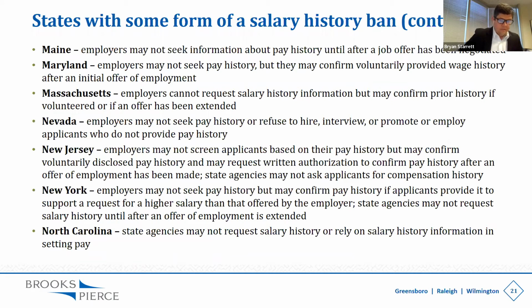Here's another set of states that have salary history bans. So let's perhaps contrast a few more. Look at Maine at the top. Employers may not seek information about pay history until after a job has been offered. So they can ask, but they can't base an offer on whether they've gotten the information about salary history. Now let's look closer to the bottom, New York. Employers can't seek pay history, but if they are given the pay history, they can confirm the history if it's used as a basis to ask for a higher salary, right? That's a whole other level of nuance.